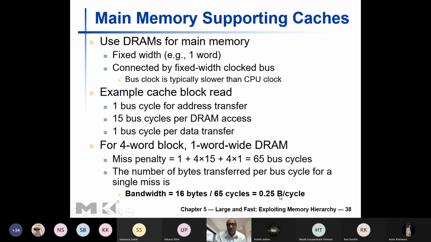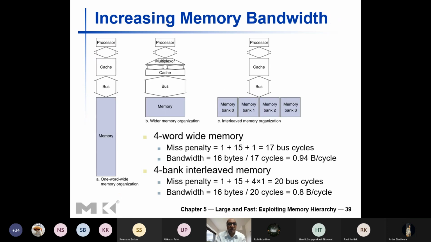So if you compute in terms of bytes per cycle, it is about 0.25 bytes per cycle, which is the effective bandwidth or effective data transmission over this particular memory organization. And the other one is that, suppose you organize the memory and the cache in such a way that it matches with the block.